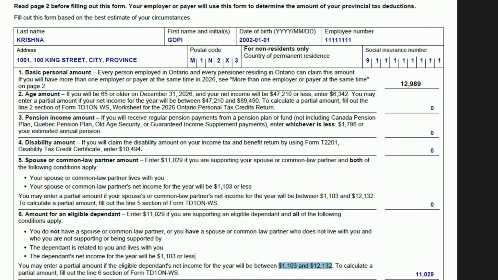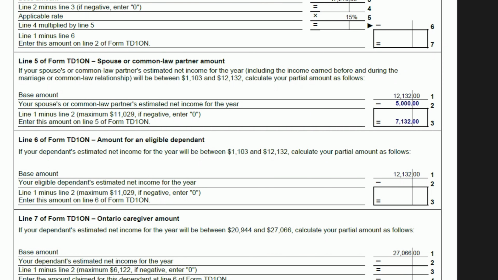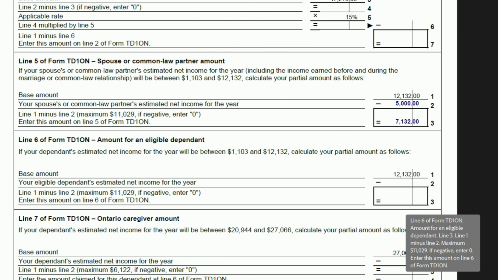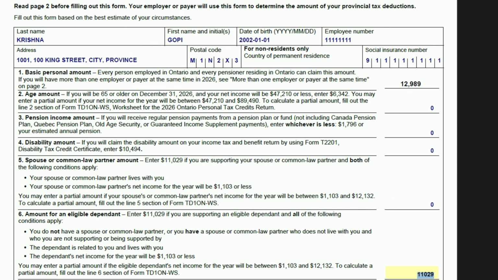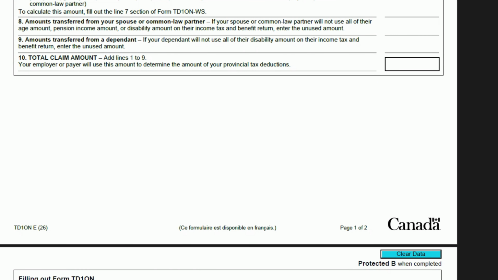You will have to fill line 6 of the TD1 Ontario WS forms. Once you enter the income and subtract this from the base amount, the amount you get is what you will enter in line 6. If their earning is beyond 12,132, you will enter 0.